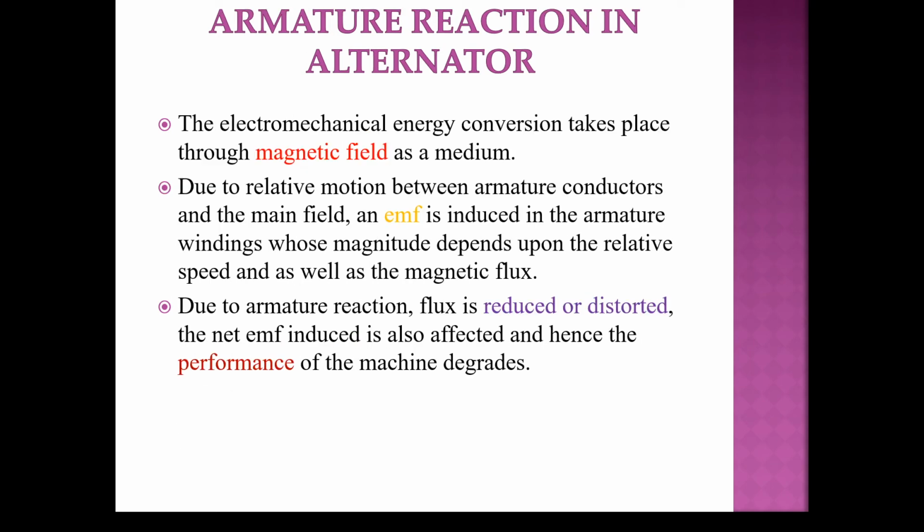So electromechanical energy conversion will take place through magnetic field as a medium. Due to relative motion between the armature conductors and the main field, EMF will be induced in the armature winding, whose magnitude depends upon the relative speed as well as the magnetic flux. So, how EMF will be produced in the armature winding? By the relative motion between the armature conductors and the main field.